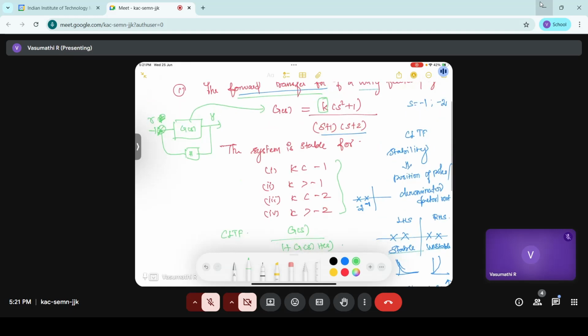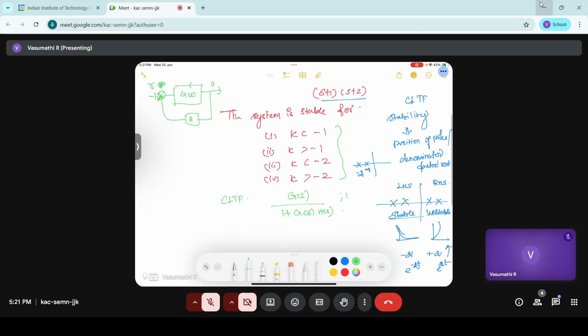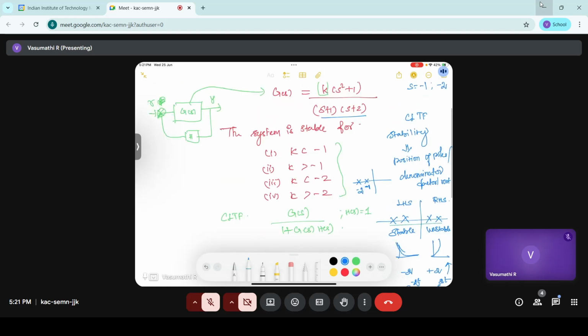So here g of s they have given, and for h of s they have given a hint that it is a unity feedback system. So h of s would be 1, right? Since it is a unity negative feedback, I'm going to put plus here instead of minus. So the closed loop transfer function would look like this. What is g of s?